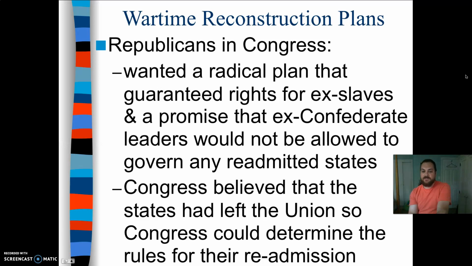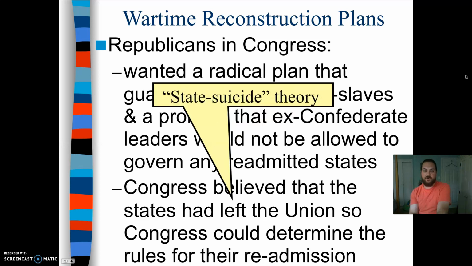Congress made the argument that the states had actually left the Union. Therefore, the Congress had to be in charge of this. Whereas the president can give pardons for individuals, only the Congress can allow states into the Union. So they're making the exact opposite argument Lincoln is, even though they're in the same party.